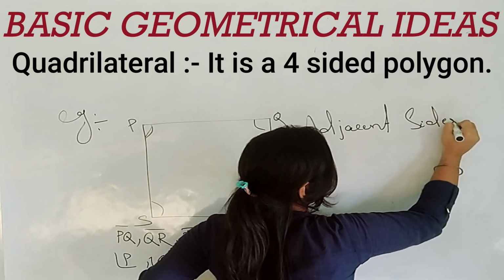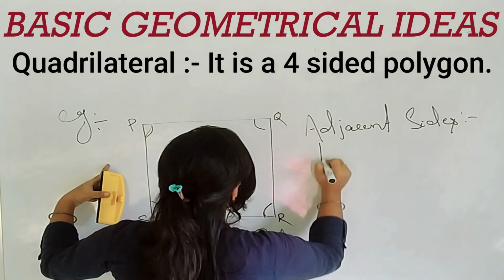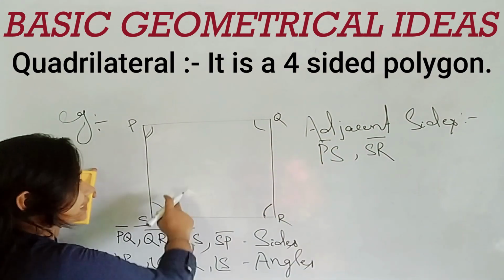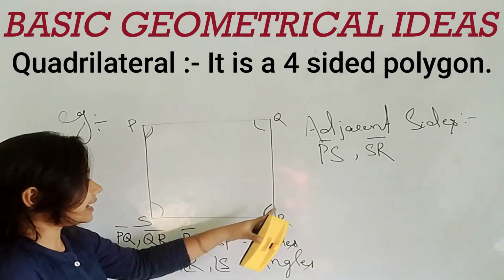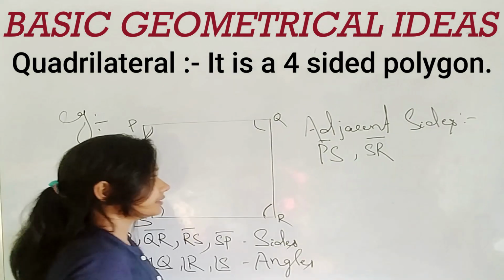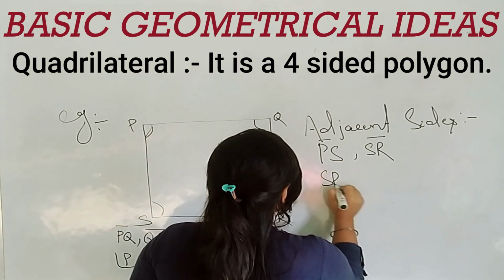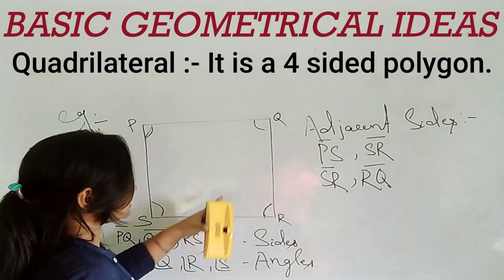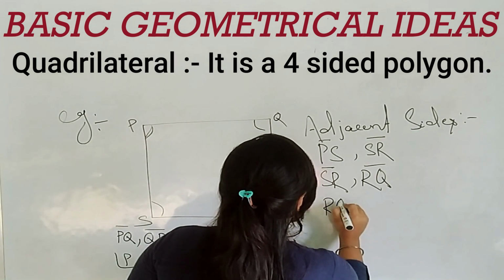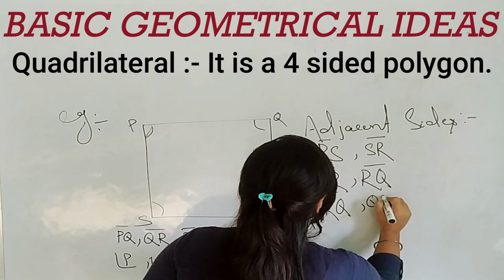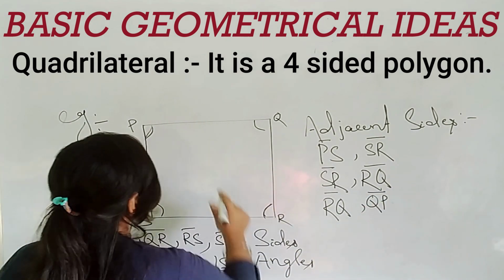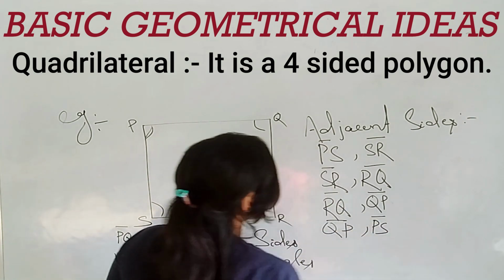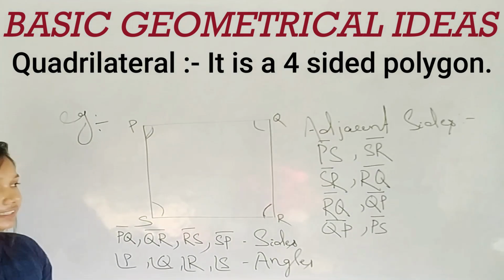Adjacent sides. PS and SR are adjacent sides. Like this, SR and RQ are also adjacent sides. RQ and QP are also adjacent sides, and QP and PS can also be our adjacent sides, right?